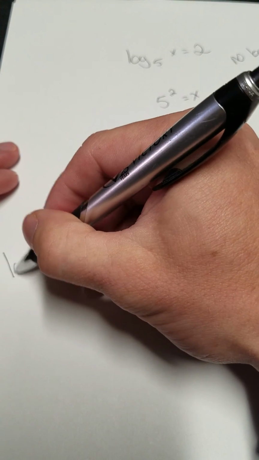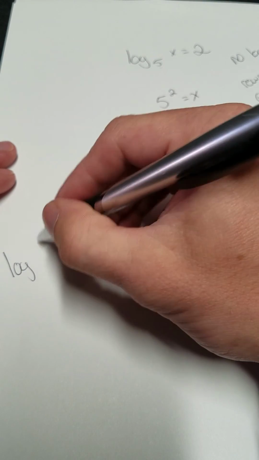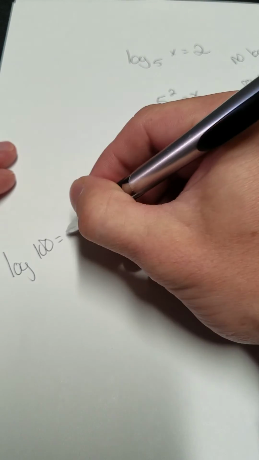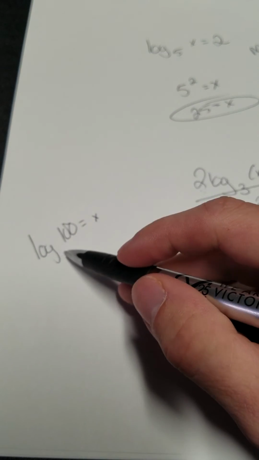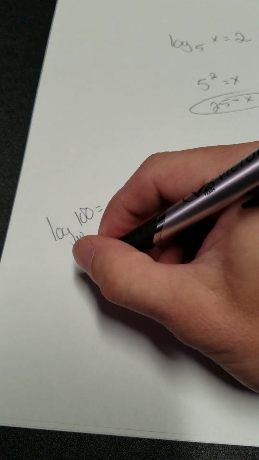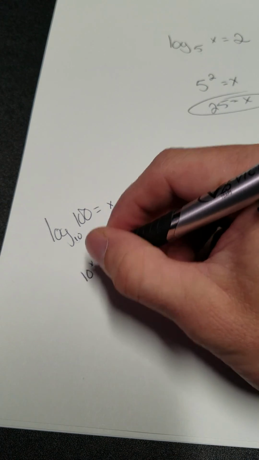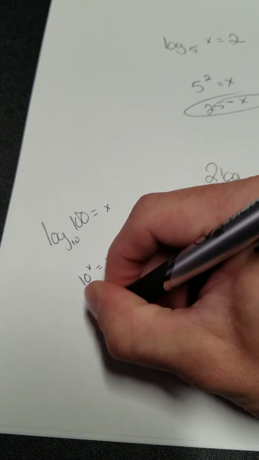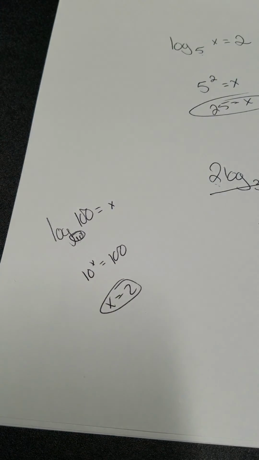If you have something along the lines, it might look like this. Okay, well, you need to rewrite it as an exponential, but you don't know what the base is. If there's not a base there, it's understood to be 10, so this would just be like 10 to the x equals 100. So 10 squared, so x equals 2. All right, so if there's not a base, the base is understood to be 10.